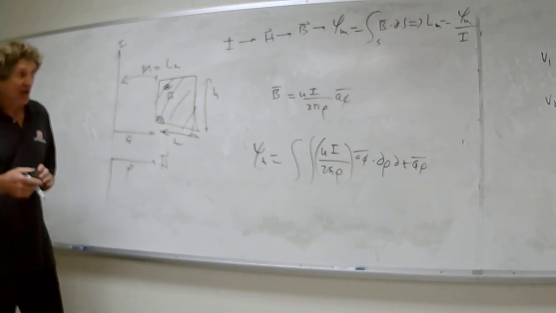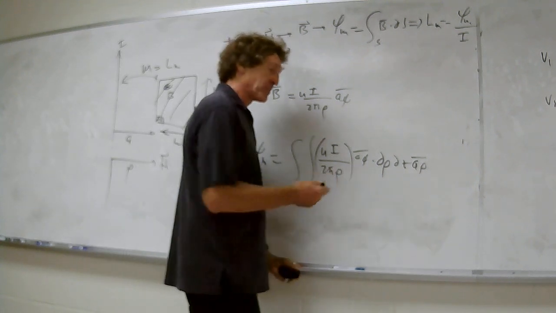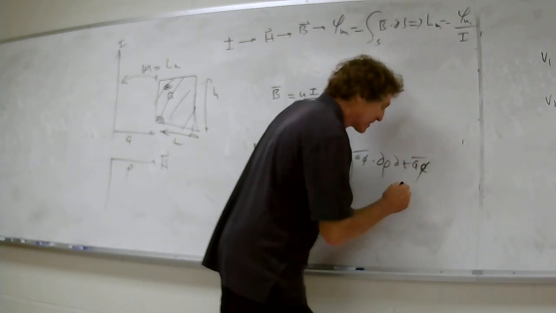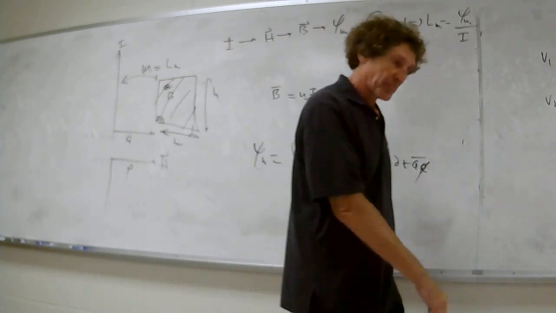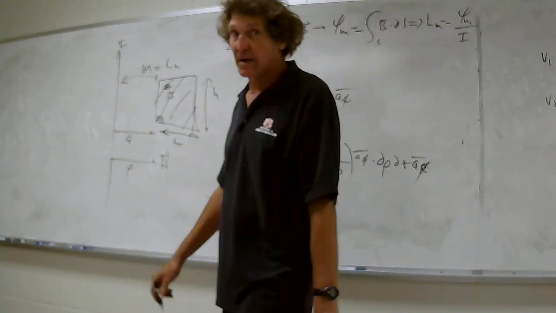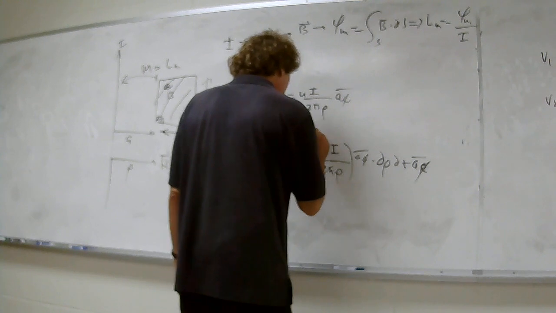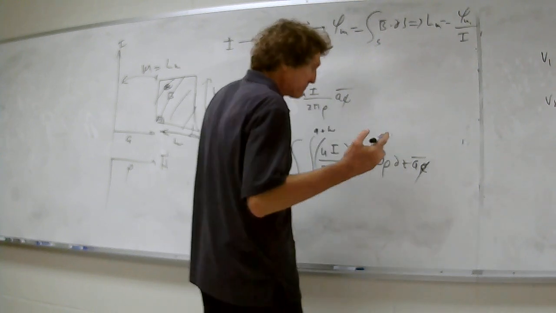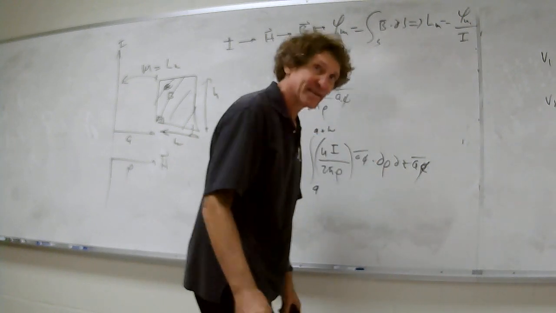All right, now, where are the limits for rho? This is A phi, by the way. What are the limits for rho? From A to A plus W. A to A plus W. What about Z? 0 to H.